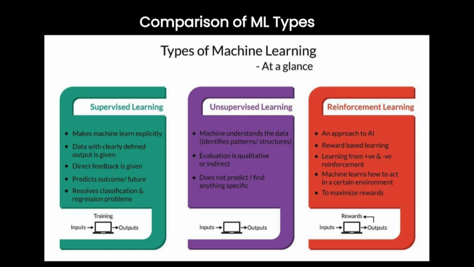Next is unsupervised learning. In this case, there are no labels. The model tries to understand the structure of data on its own by finding patterns or groupings. The evaluation is often indirect, and the goal is insight discovery, such as customer segmentation or anomaly detection.